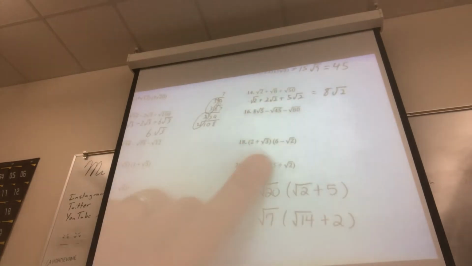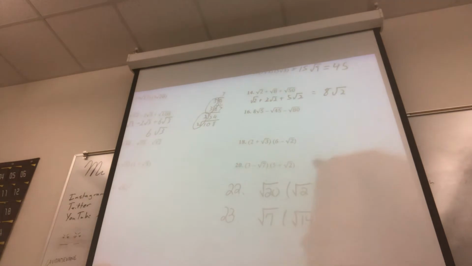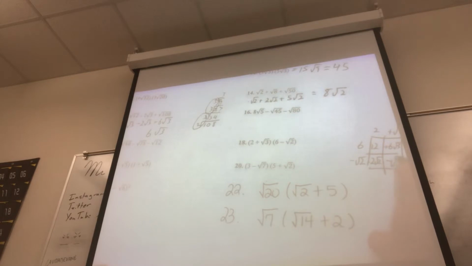Let's take a look at number 18. Number 18, we have unlike terms in the parentheses. I can't just multiply outside by outside, inside by inside. I'm going to end up doing the boxes. So that's 2 plus the square root of 3 times 6 minus the square root of 2. That's 12 plus 6 square root of 3 minus 2 square root of 2 minus the square root of 6.